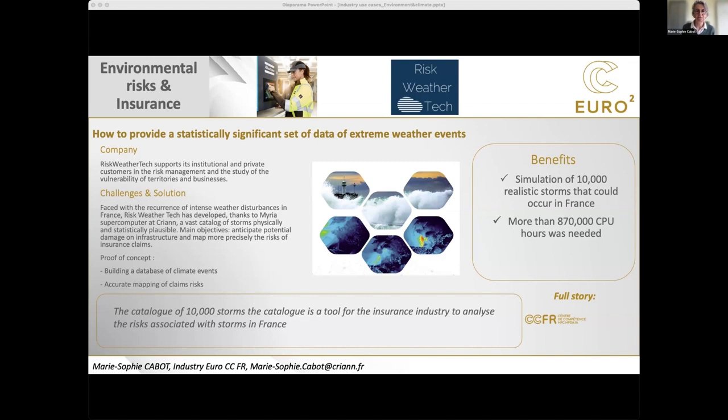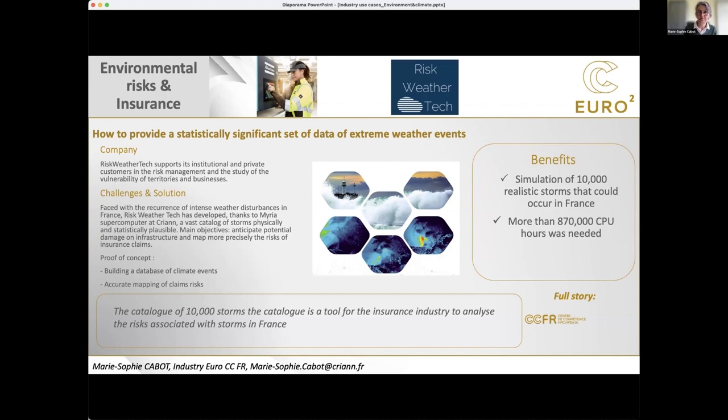Their project consisted in producing a statistically significant set of data for extreme weather events on France landscape. So to do that, they started from 354 storms, which were recorded by Météo France since the 80s.